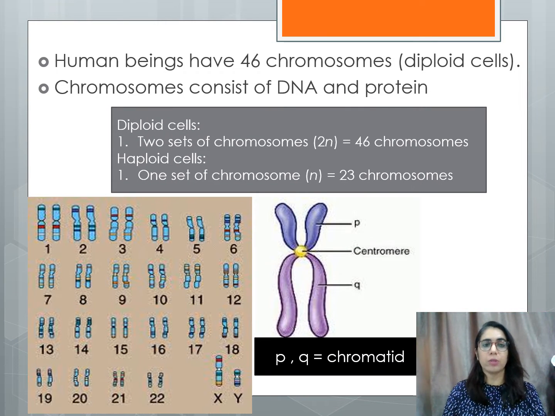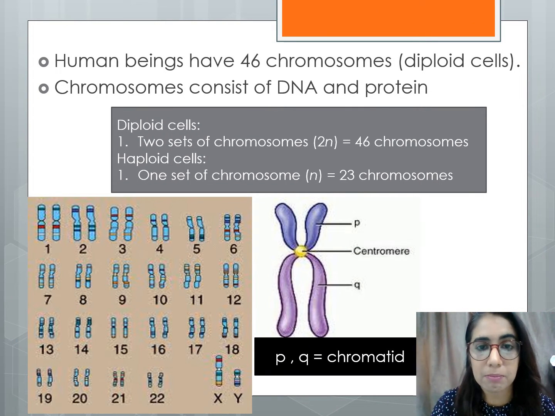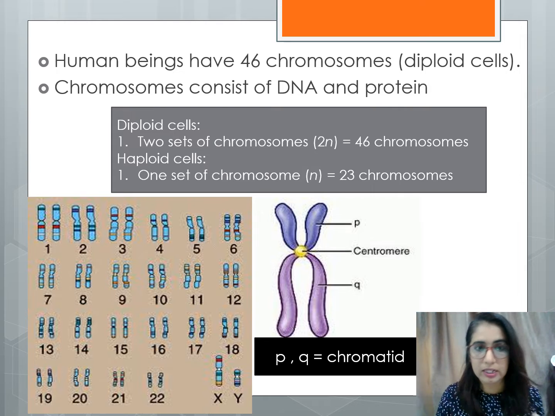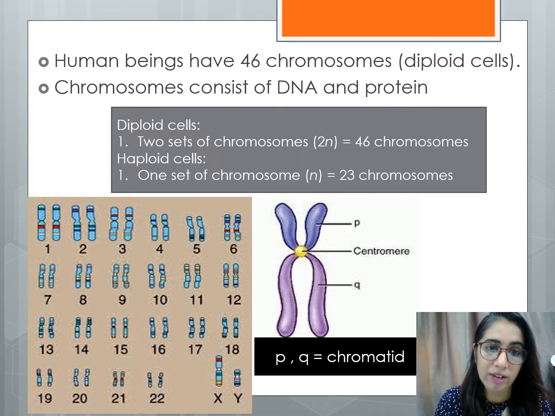Human beings have 46 chromosomes. That is why human beings are said to have a diploid number of chromosomes. Each chromosome consists of DNA and protein. Diploid cells are said to have 2 sets of chromosomes, which means 46 chromosomes in total. Haploid cells have 1 set of chromosomes, which is 23 chromosomes in total.